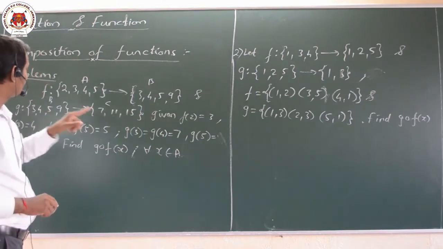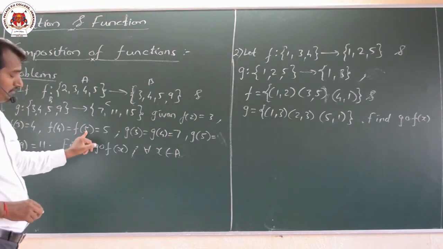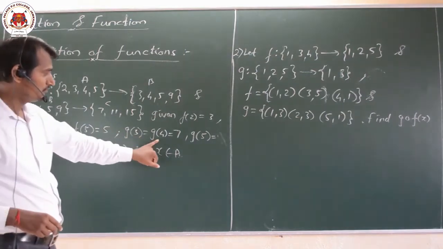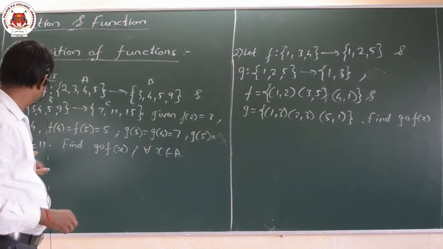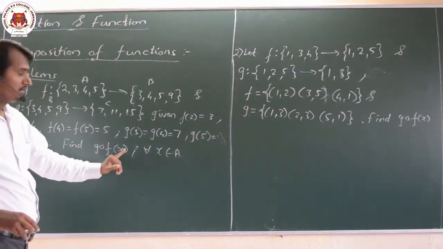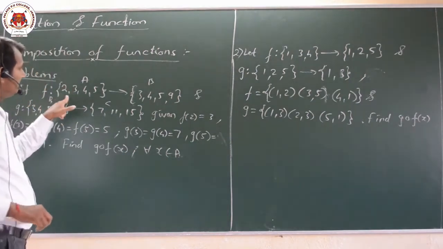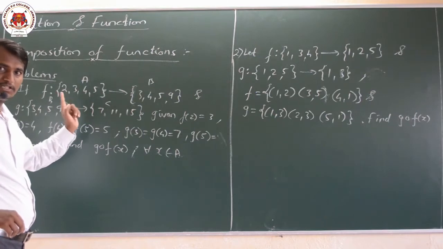Given f(2) = 3, f(3) = 4, f(4) = 5, f(5) = 5, g(3) = g(4) = 7, and g(5) = g(9) = 11. Find g of f of x for all x belonging to the set A. So here x means all the elements of the set A, and we require to find all the values of it.